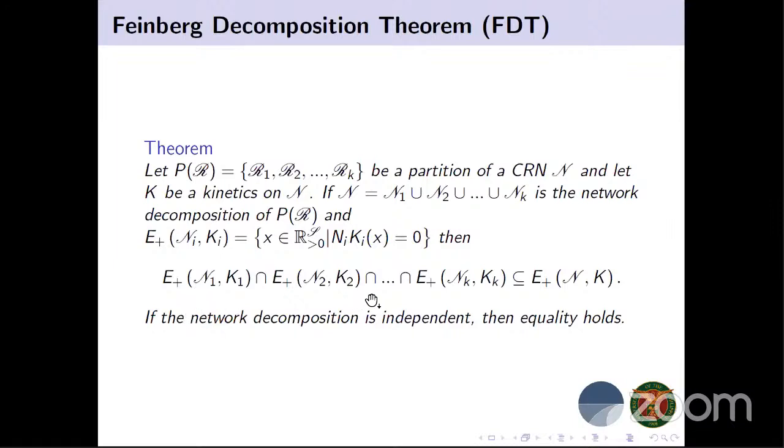Then we have this containment, that the intersection of the equilibria sets of these subsystems is a subset of the equilibria set of the whole network. Now, if the decomposition is independent, so we emphasize independence here, then we have this equality. Equality holds when we have this added condition of independence.